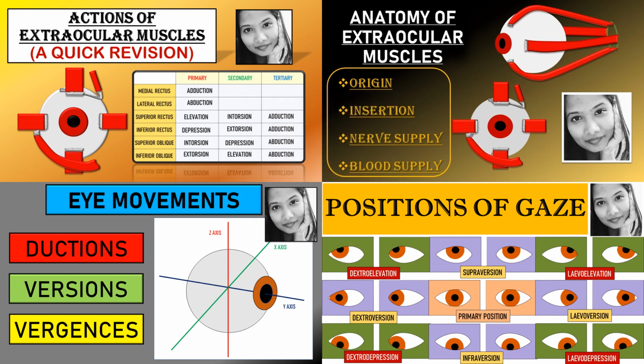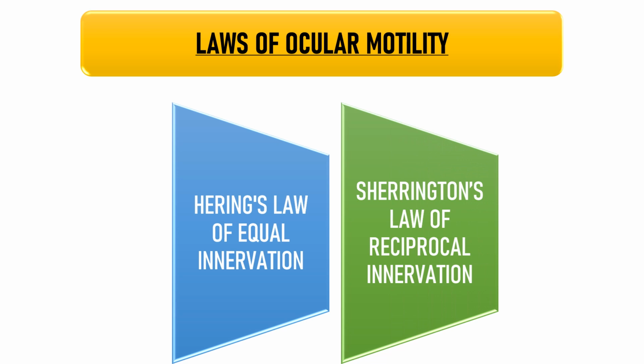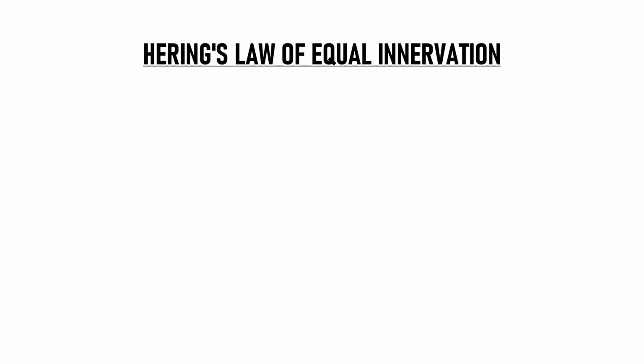I'm Dr. Babita, and in this video we will discuss the laws of ocular motility, Hering's Law of equal innervation and Sherrington's Law of reciprocal innervation. Let's start with Hering's Law first.